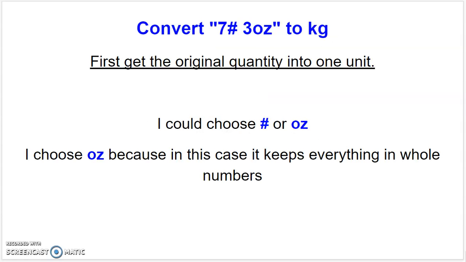So the way I'm going to handle that is first I'm going to get the original quantity into 1 unit. So I want to take that 7 pounds 3 ounces, and I can either make it all into pounds or I can make it into ounces. And I'm going to choose ounces because in this case it keeps everything in whole numbers.